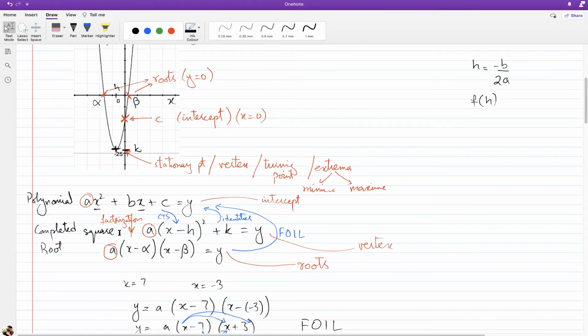And whenever you want to sketch a curve, you have to learn about four main things: shape, roots, intercept, vertex. What are they? Shape, roots, intercept, vertex. These are the 4 points that you need to know if you want to sketch. And sketching means those are the only 4 points you need to show.